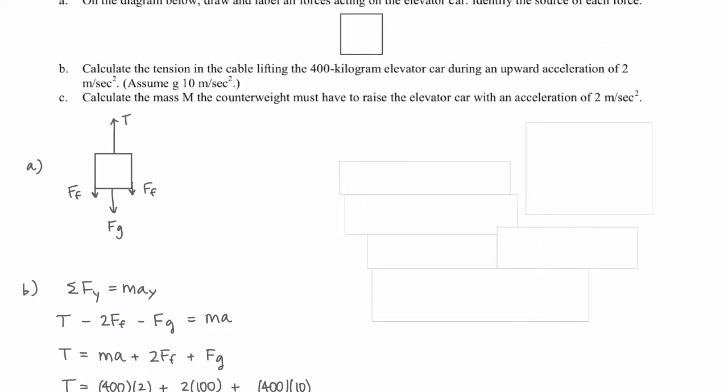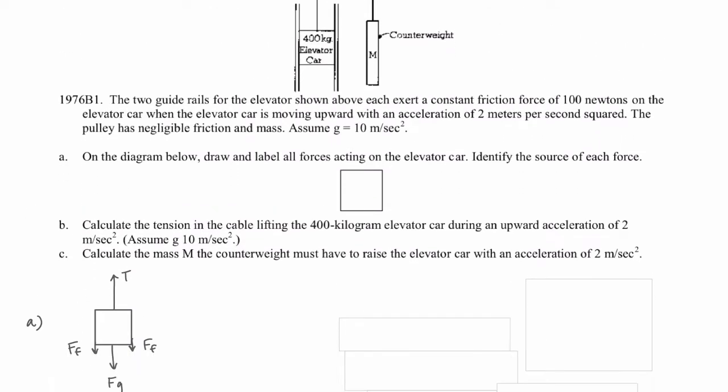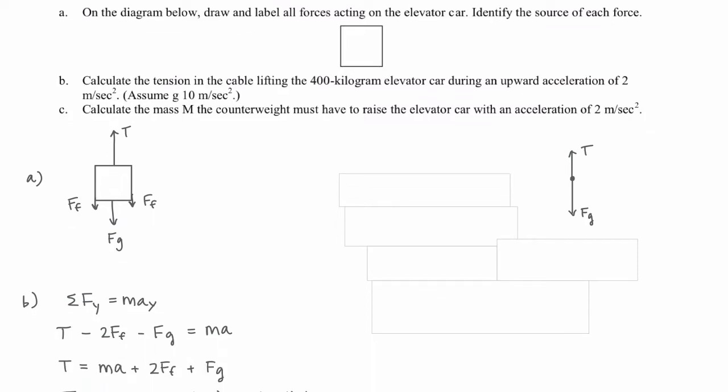Part C. Calculate the mass m of the counterweight. Calculate the mass m of the counterweight that it must have to raise the elevator car with an acceleration of 2 meters per second squared. Alright, so let's start by drawing a free body diagram of the counterweight. So that should look something like this, where we just have tension from the cable pulling it upward, but the force of gravity pulling it downward.